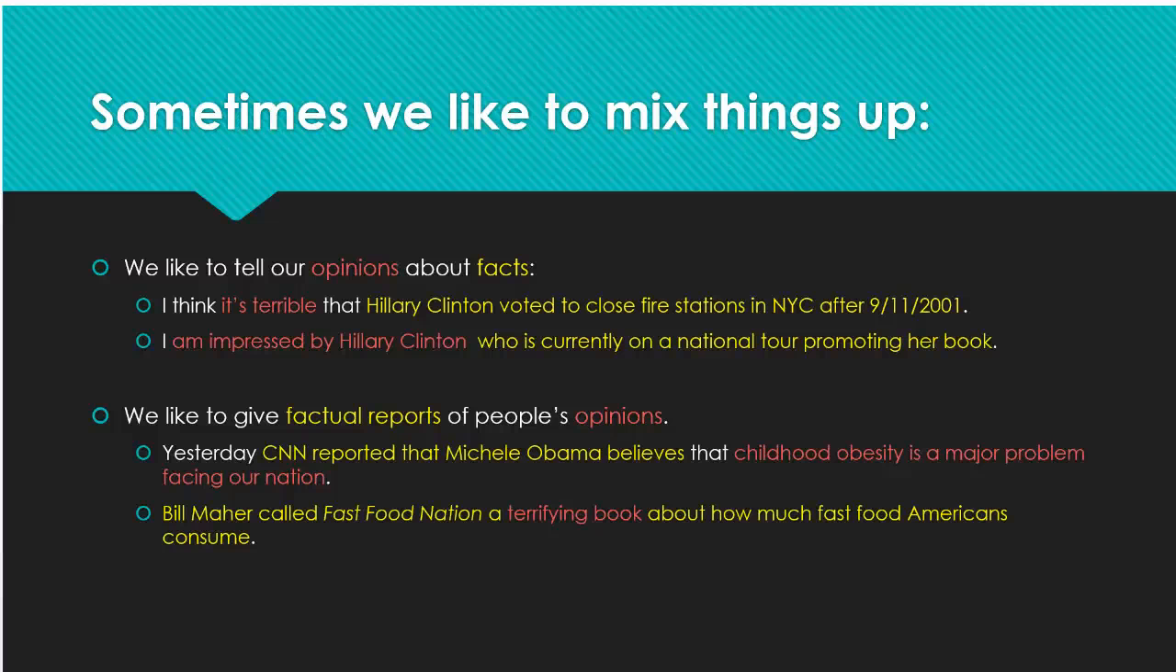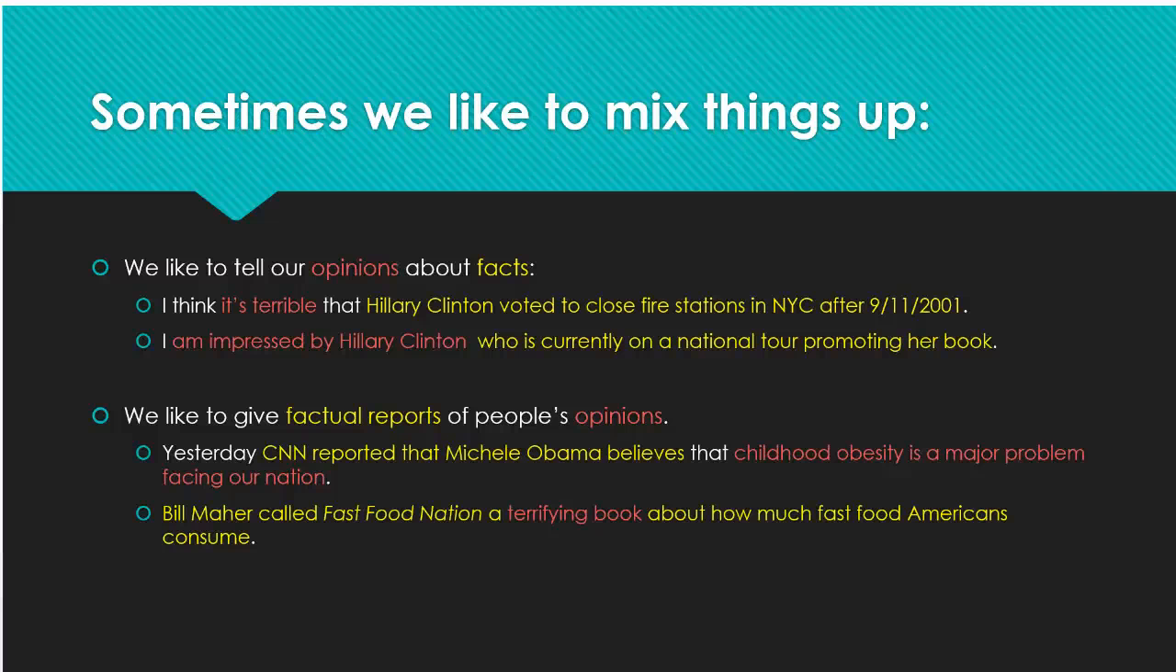I think it's terrible that Hillary Clinton voted to close fire stations in New York City after 9/11/2001. You can check the record of her voting in the state Senate and see whether or not it's true that she voted that way. That's a fact. Whether it's terrible or whether it was a responsible vote is an opinion.